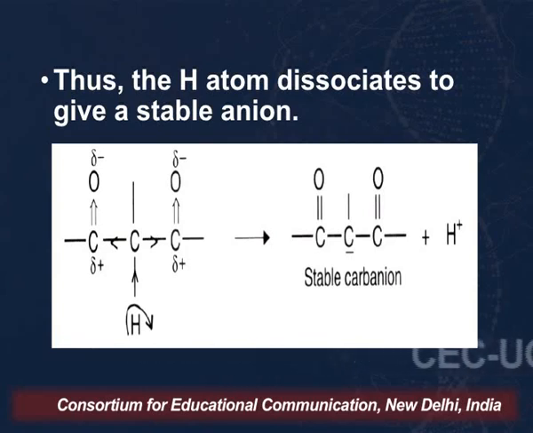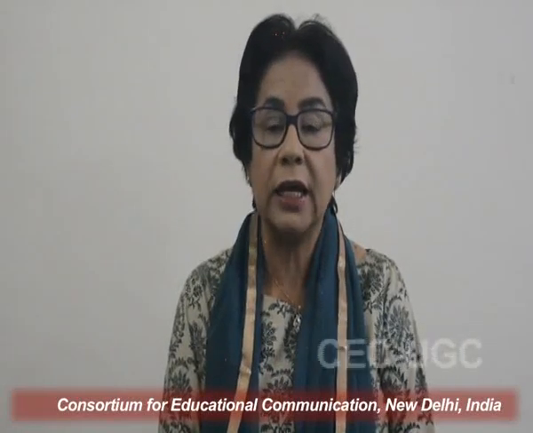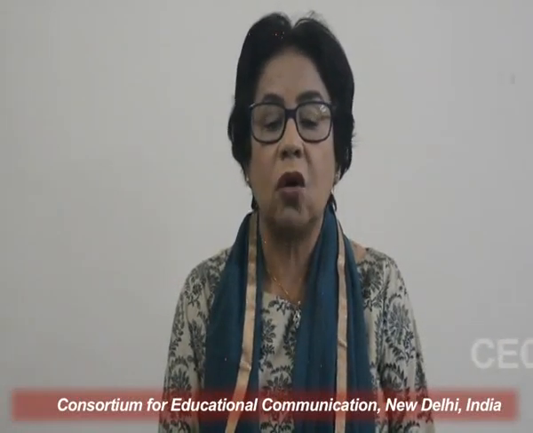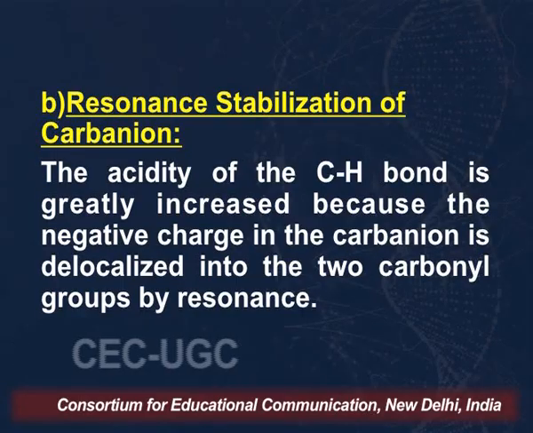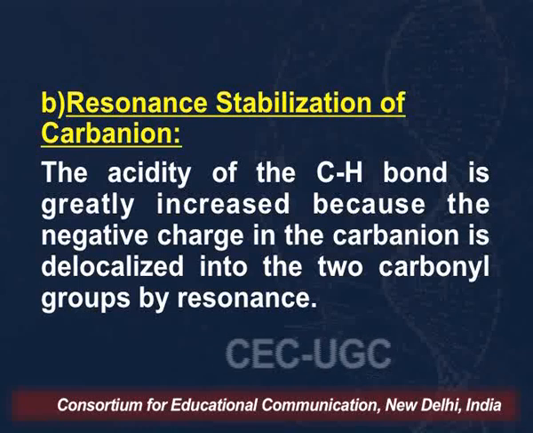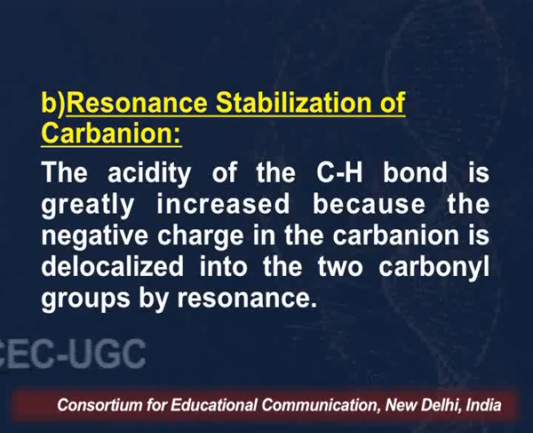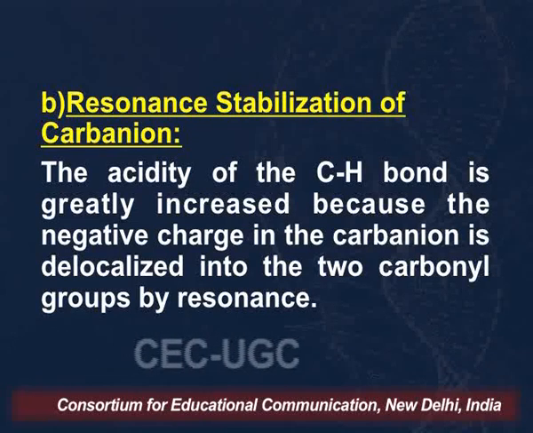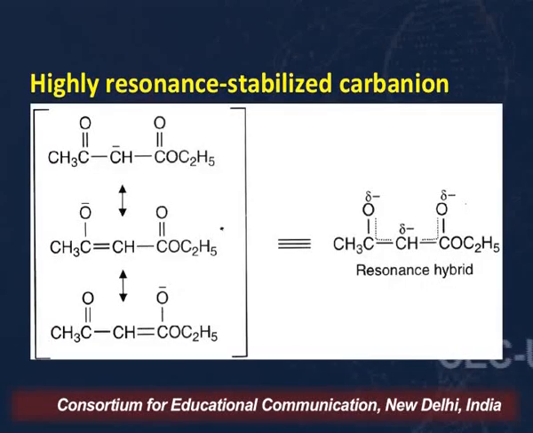So that is condition number 1. Now why is this carbanion stable? The stability of the carbanion can be explained on the basis of resonance stabilization. That is, the acidity of the CH bond is greatly increased because the negative charge in the carbanion is delocalized into the two carbonyl groups by resonance. This you can again see on your screens.